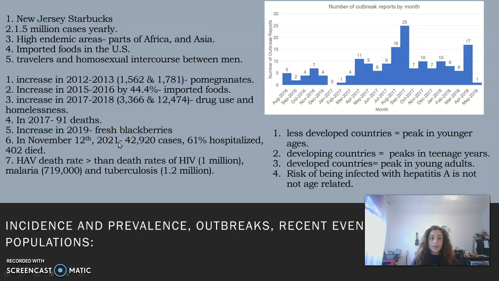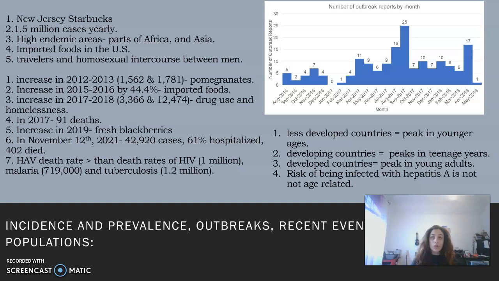So the WHO organization estimates around 1.5 million cases yearly, and in high endemic areas like parts of Africa and Asia, this is due to contaminated foods and waters or inadequate sanitation. In more developed countries like the U.S., this is due to imported foods like pomegranates from Turkey. And then there's an increase in hepatitis A infections in travelers and homosexual intercourse between men.